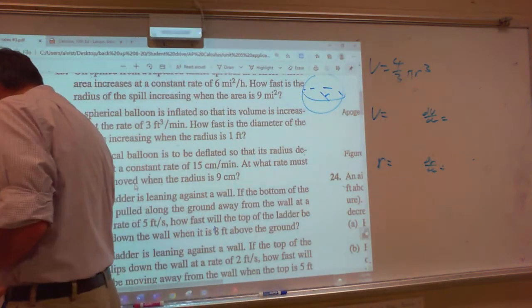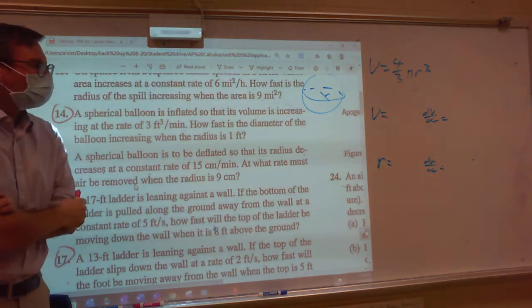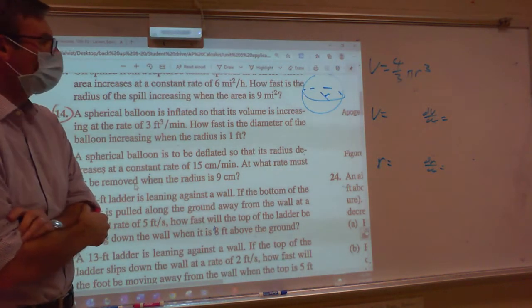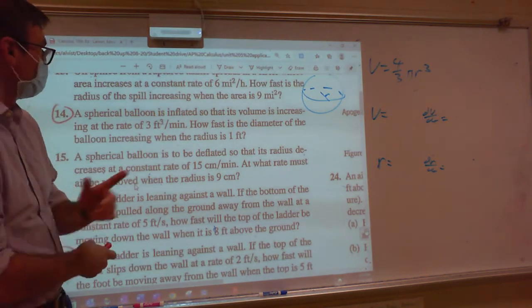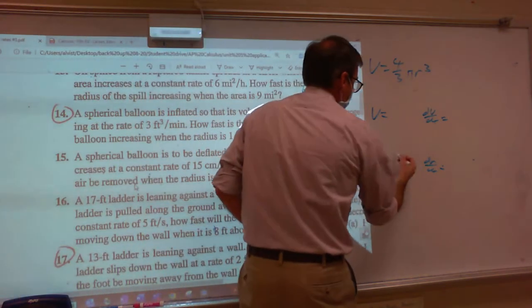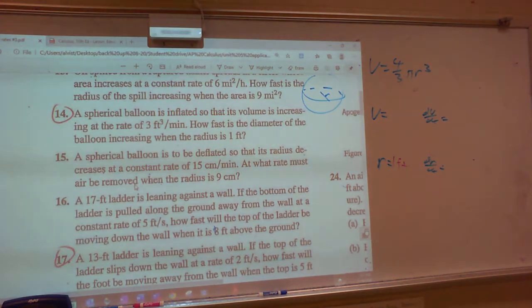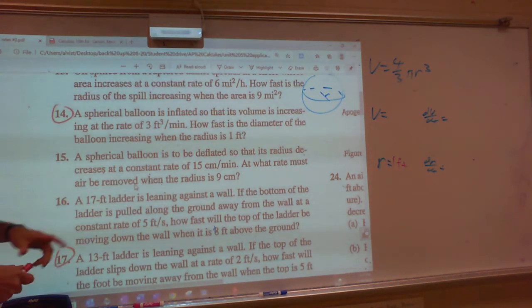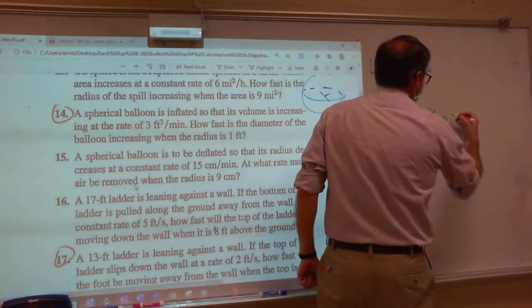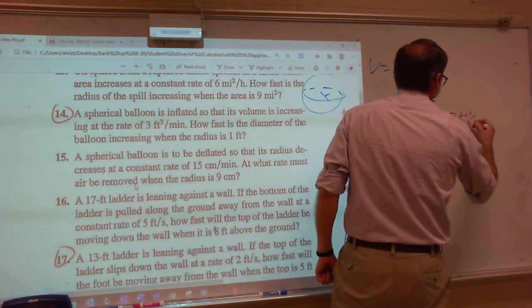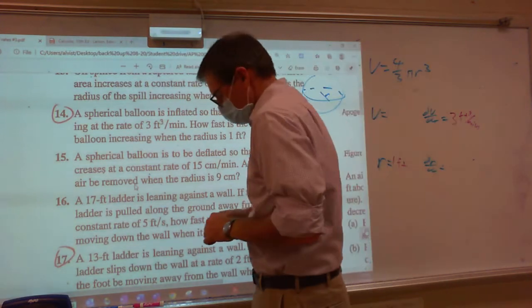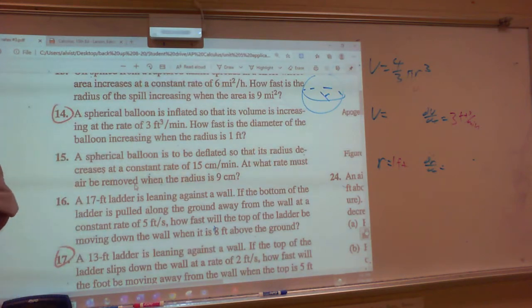Okay? So what do we know? Radius is 1 foot. What else do we know? dV/dt is 3 cubic feet per minute. What are we looking for? 2 dr/dt.